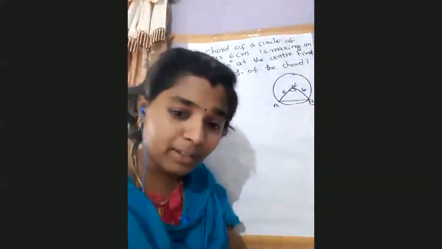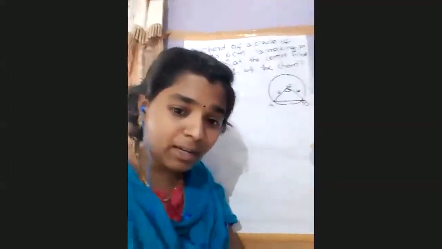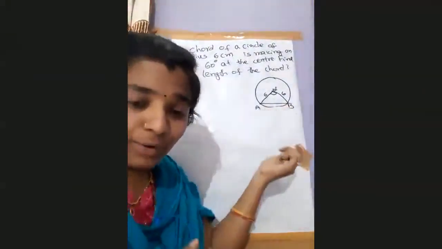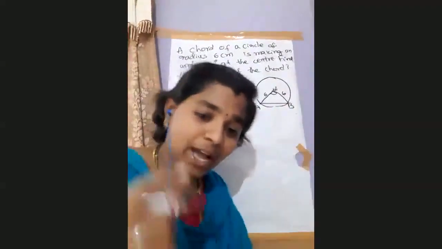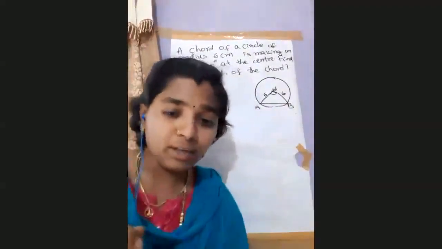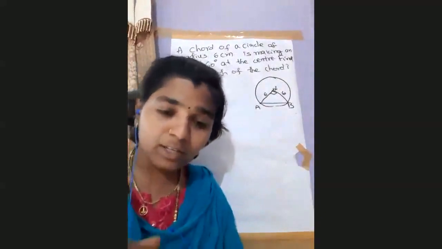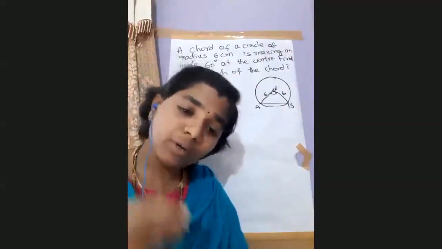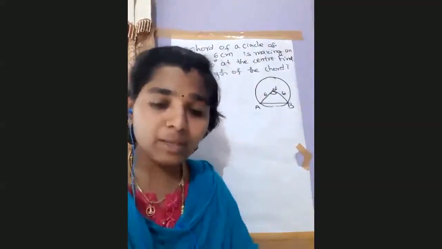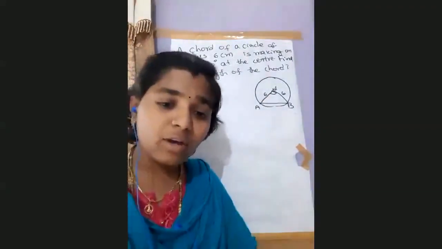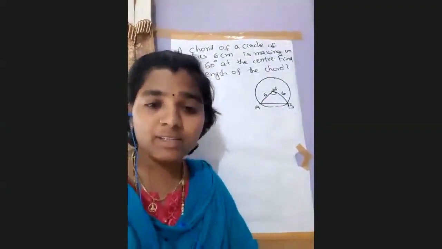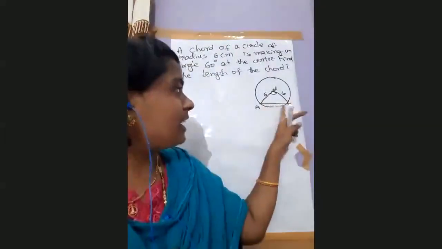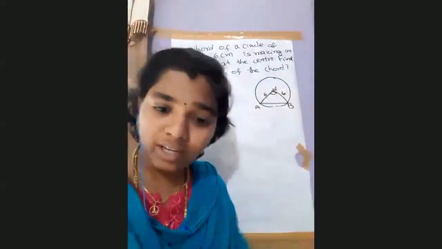How can you find the length of the curve? By using trigonometry. I already told that to use trigonometry, definitely we have to have a right angle triangle. Whenever you have a right angle triangle, then only you can use the trigonometric functions. So now this is a triangle, but it is not a right angle triangle.